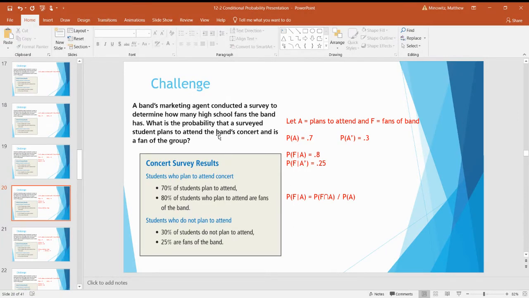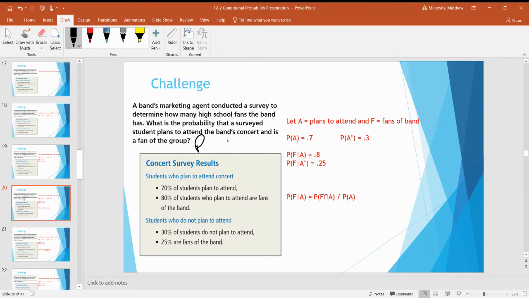Now, what we are trying to find here is the probability that a student plans to attend and is a fan. And we could write this backwards: what's the probability that they're a fan and plan to attend. So we need to write a conditional probability formula, and we need some pieces in our equation. If we're looking for the probability that they're a fan and they're attending, we also need to know the probability that they're just attending and the probability that they're a fan given that they're attending. And we have that information above. We just have to be careful how we put it into the formula.